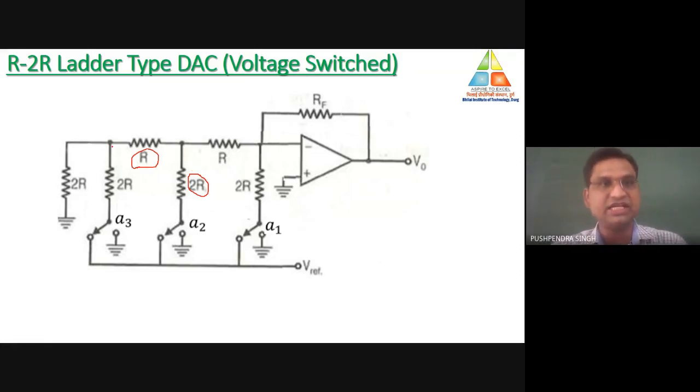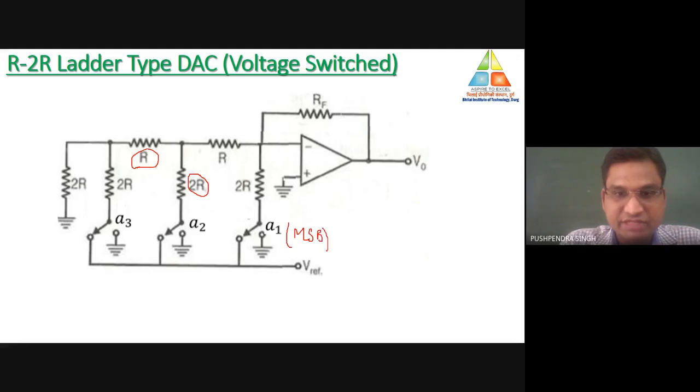So this is the connection diagram of the R2R ladder type digital to analog converter. Same as I told you, the resistance which is connected very first to the operational amplifier will be connected to the MSB bit, and the last resistance will be connected to the LSB bit. So this is the positioning of the bits with the help of the resistances.